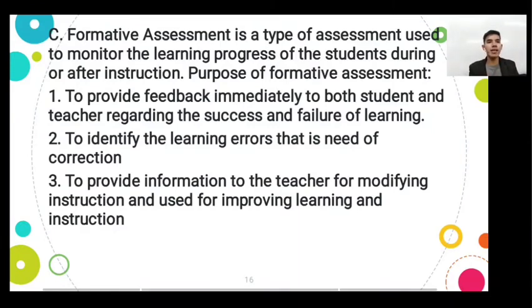Nag-i-improve ba yung bata? May maganda ba yung nagiging resulta ng learning na meron siya? So, that's the purpose of formative assessment. Okay? So, purpose of formative assessment, number 1 is to provide feedback immediately to both students and teacher regarding the success and failure of learning.